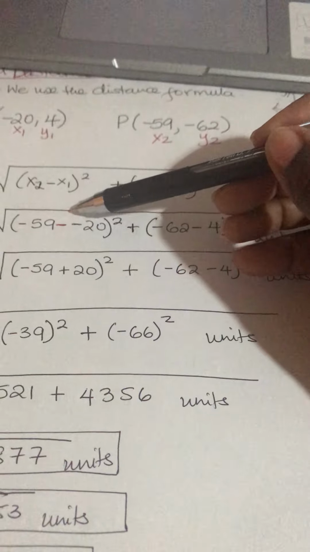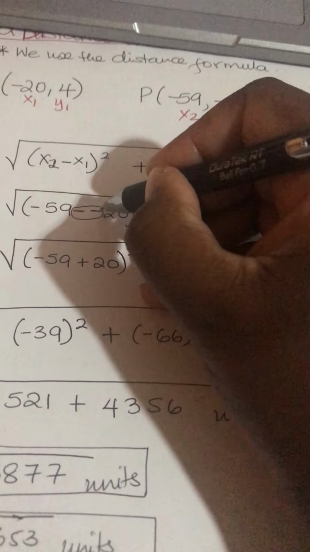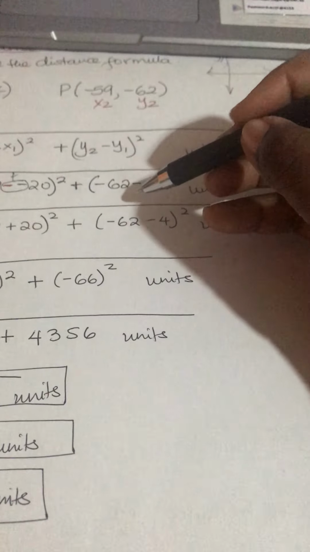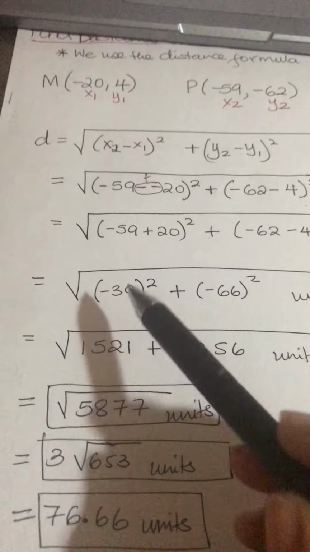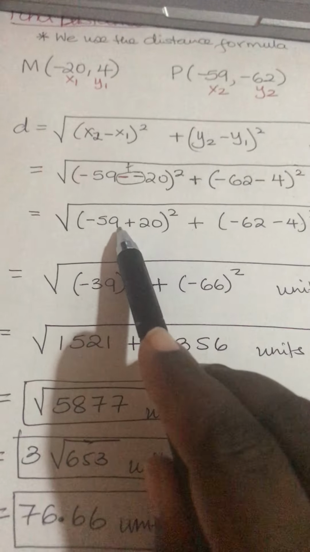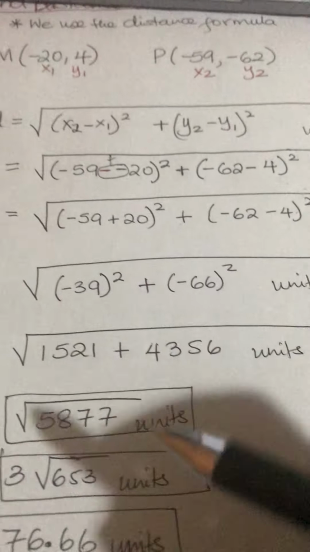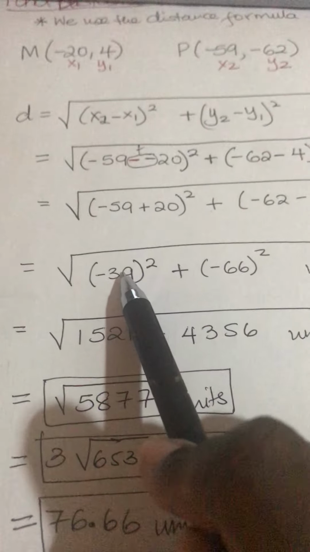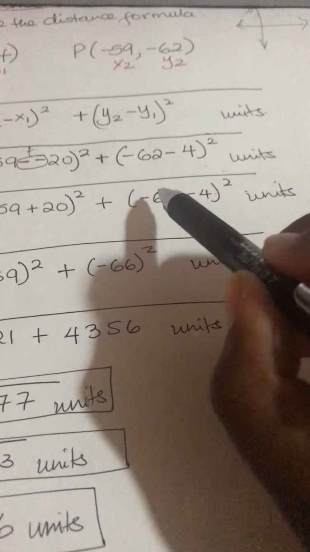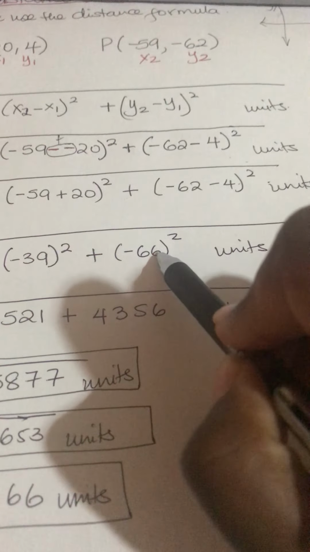Why did this become positive? Because a negative and a negative becomes a positive. There. And then I do negative 62 minus 4. Now, negative 59 plus 20 is negative 39, because I know my math. You check using the calculator. But me, I know that negative 59 plus 20 is negative 39. And negative 62 minus 4 is negative 66.